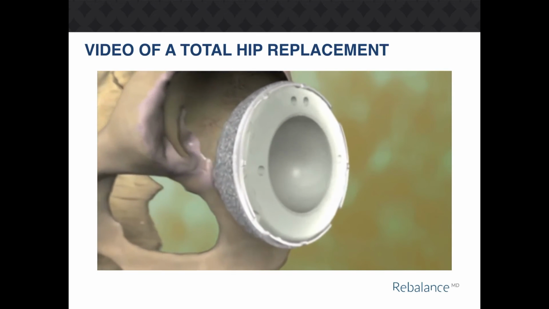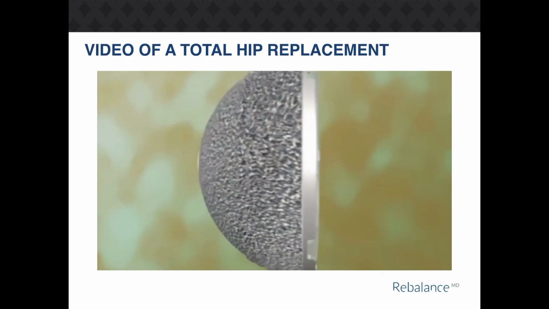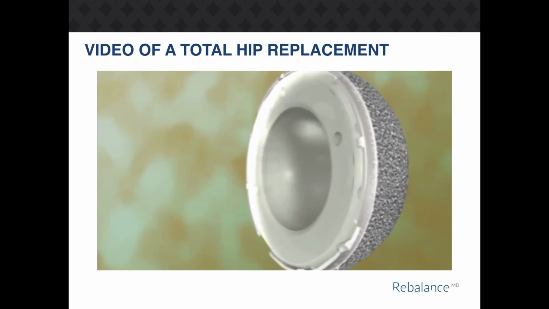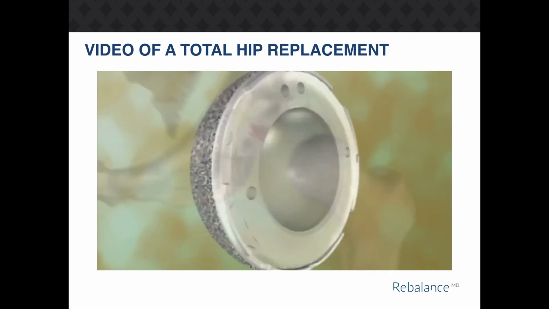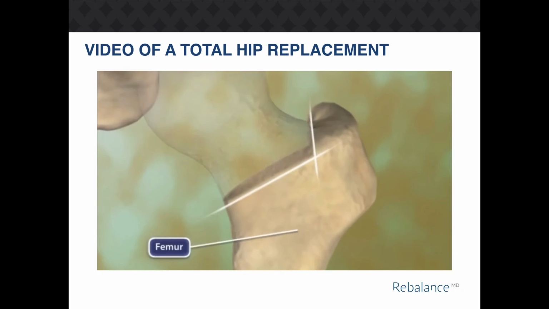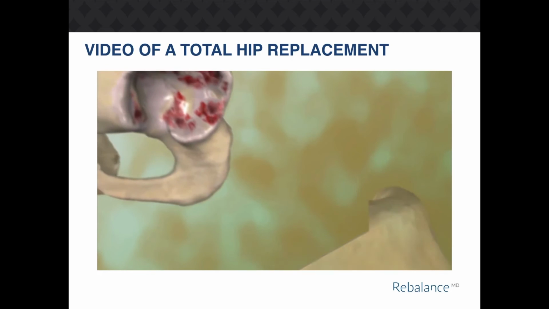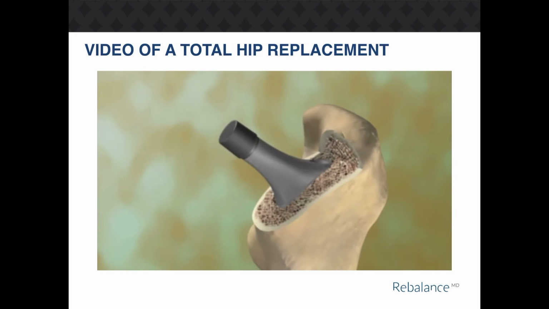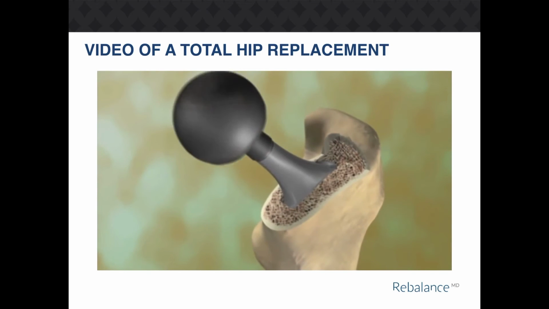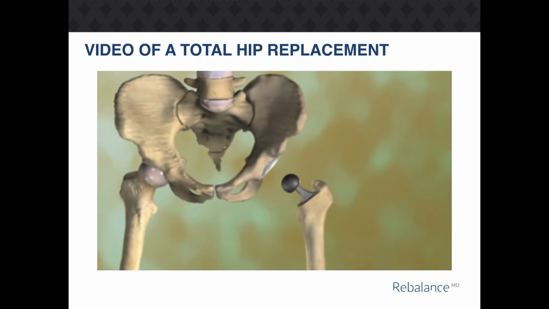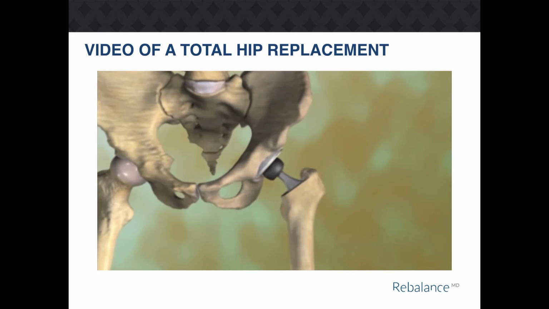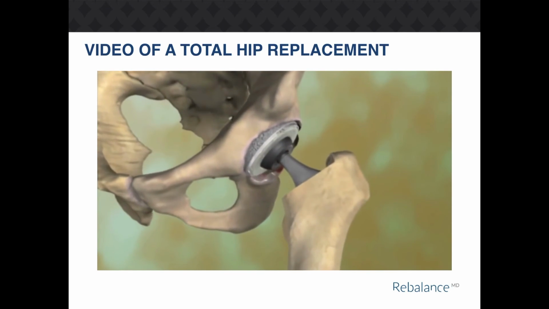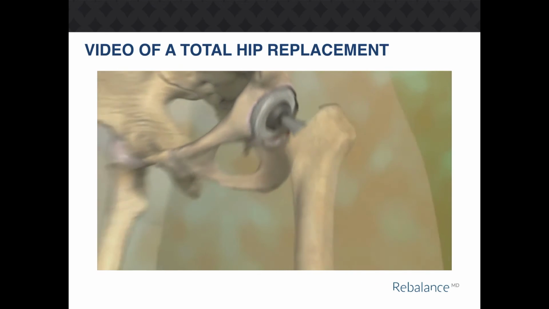The outer metal part is rough to help bone grow into its surface over time to lock the artificial socket in place. The next step is removing the ball-shaped head of the femur or thigh bone and preparing the femur for placement of the stem portion of the component. A metal ball is attached to the end of the stem and fits into the artificial socket in the hip bone. Together, these components replace the natural ball and socket joint.